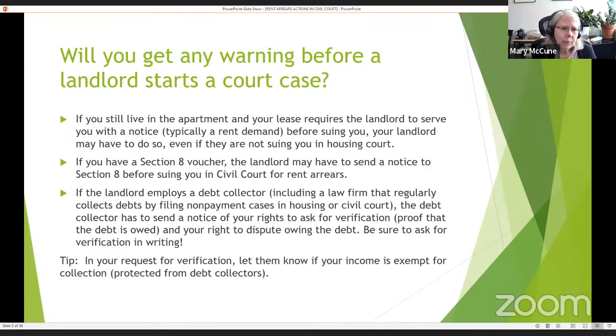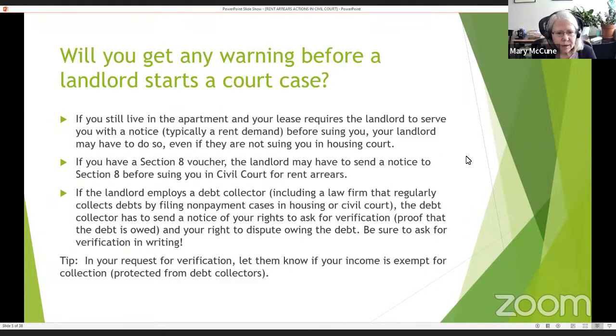So are you going to get any warning before a landlord starts a court case in civil court? If you still live in the apartment and your lease requires the landlord to serve you with a notice, usually it's called a rent demand, saying how much you owe before they sue you, your landlord may still have to serve you with a notice, even if they are not suing you in housing court. So if you get a notice like that and it says they're going to sue you, it might be in the form of a letter, it can show up different ways. You might get a letter that says, hey, you owe us this money, and if you don't agree that you owe it, contact us. And if you don't, we're going to sue you.